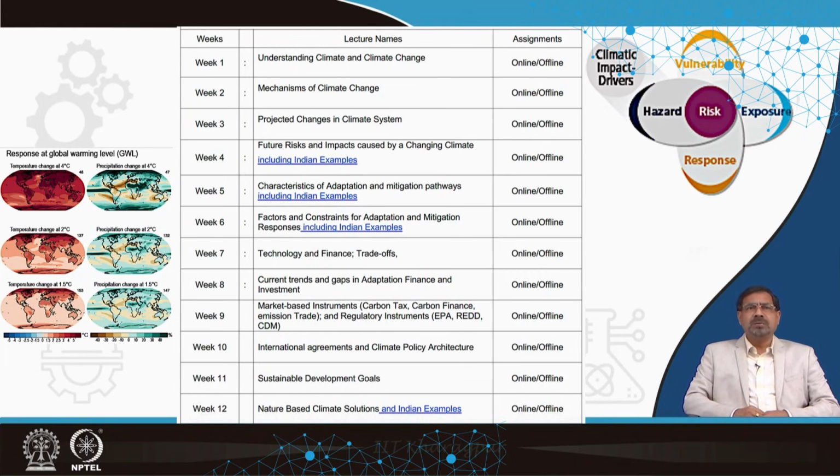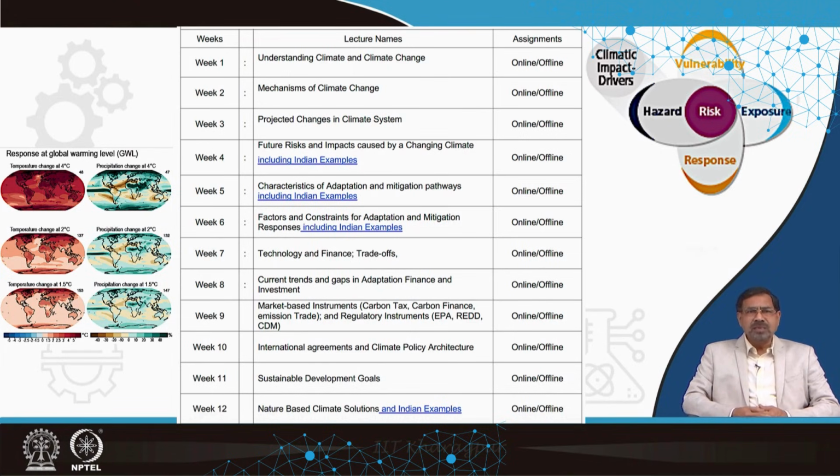And in the 9th week, we will go on to the market-based instruments in terms of different mechanisms. We have the carbon taxation. We will understand what is carbon tax, what is carbon finance, what is emission trading or ET, and different kinds of regulatory instruments such as REDD, CDM, clean development mechanisms, the EPA and similar kinds of instruments.